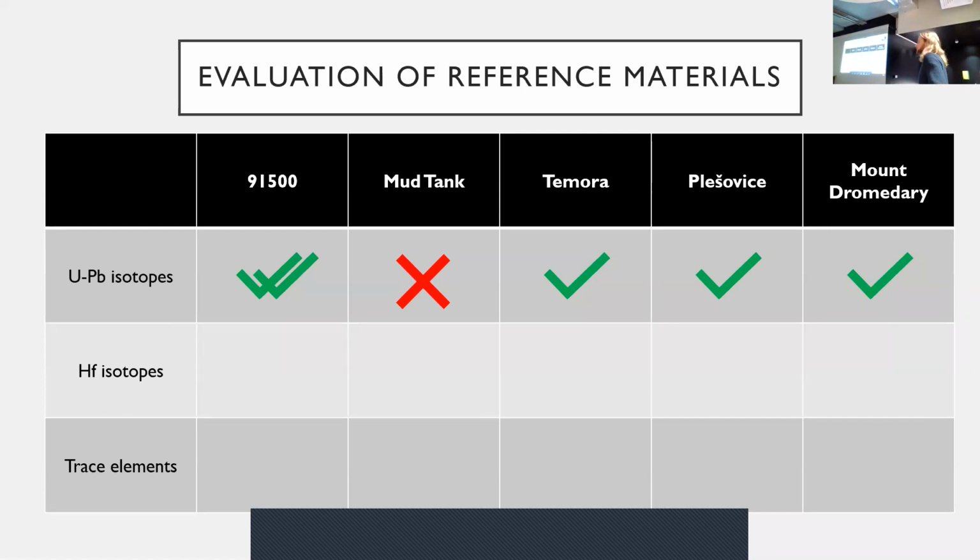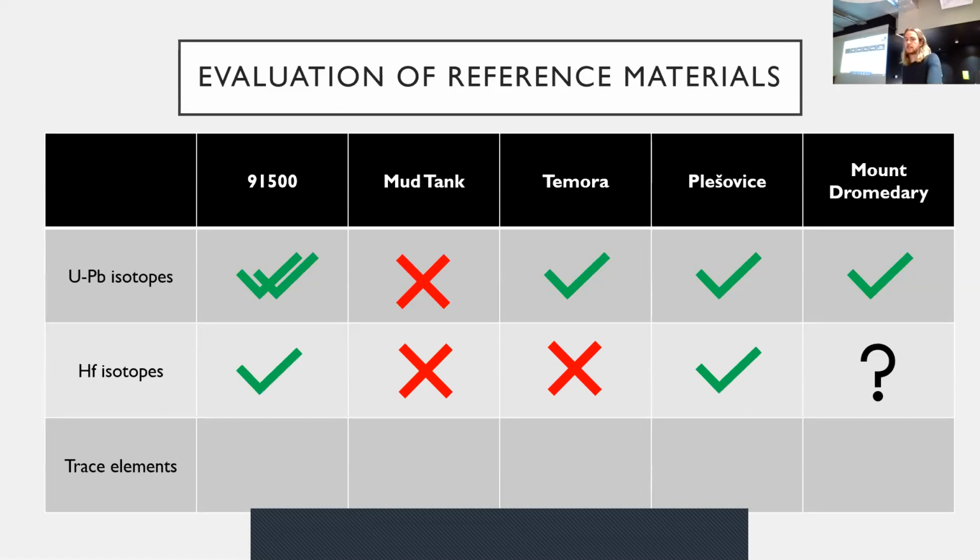All right, so to bring that all together, to evaluate these reference materials so that we can use them for uranium-lead dating, hafnium isotope ratios, and trace elements, here's the little cheat sheet I've made up. 91500 is probably the best. I recommend that as the best primary reference material for uranium-lead isotopes. Temora, Plešovice and Mount Dromedary are also fine. You just have to use many crystals and average them rather than individual crystals and trusting that they're within error of the accurate age. Mud Tank, don't worry about it.